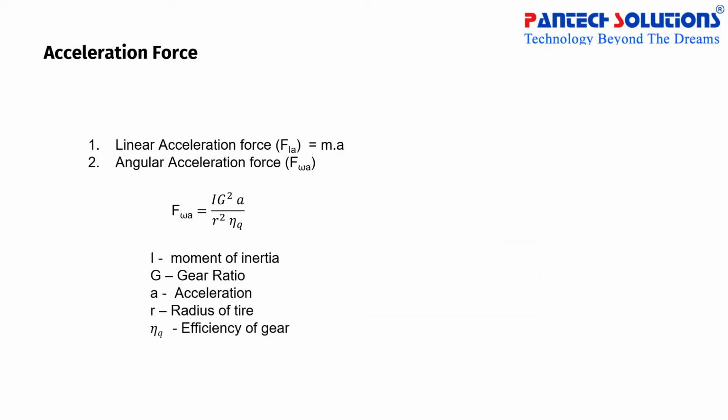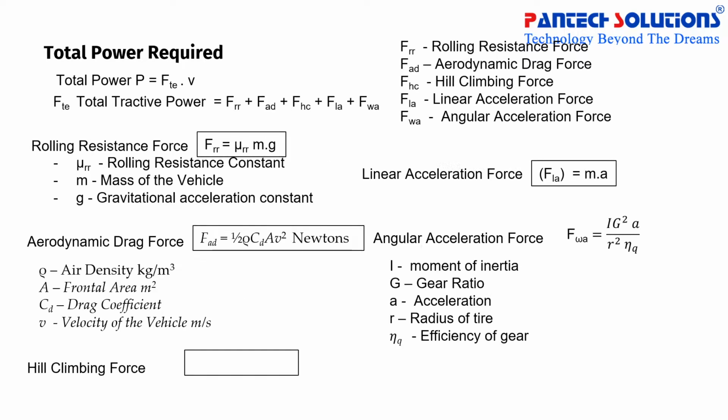After that, the acceleration force. There is the angular acceleration force and the linear acceleration force. I am giving the formulas for this whole area. Based on these formulas, we need to calculate the total tractive force of the vehicle. To calculate the total tractive force, we need the rolling resistance force, aerodynamical drag force, hill climbing force, linear acceleration force and angular acceleration force.